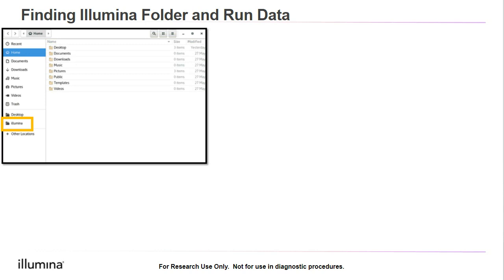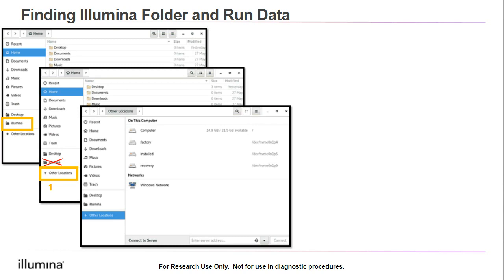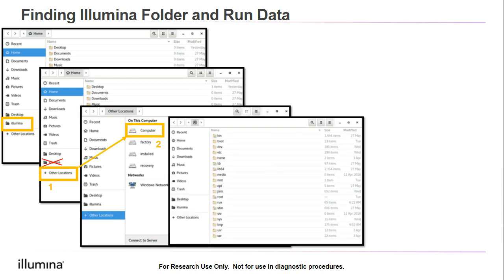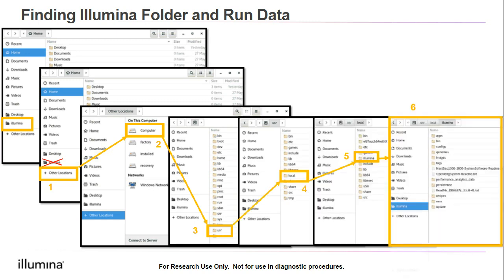If it is not, this can be found by choosing Other Locations, Computer, USR, Local, Illumina, and this is where that folder lives. I have highlighted several of the folders within there that maybe have pertinent information for you to look at.